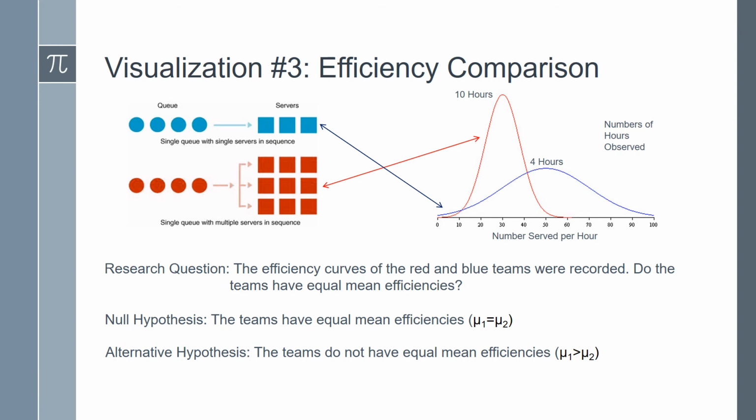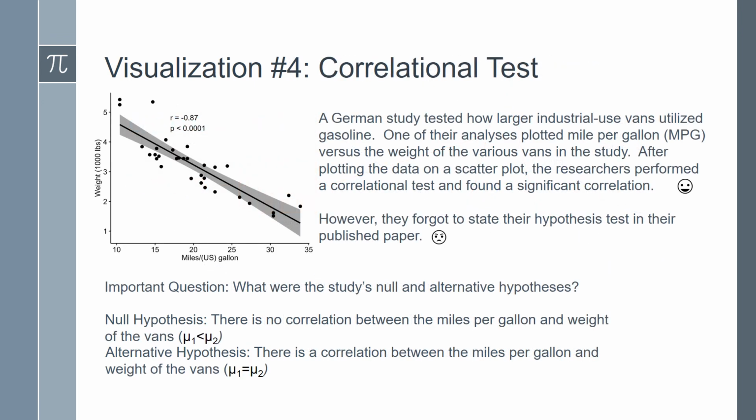The alternative hypothesis that we have is the teams do not have equal mean efficiencies, and it shows the symbol mean subscript 1 is greater than mean subscript 2. And as we can see in this example, the red has 10 hours and the blue has 4 hours. Now the last visualization that we have, visualization number 4.